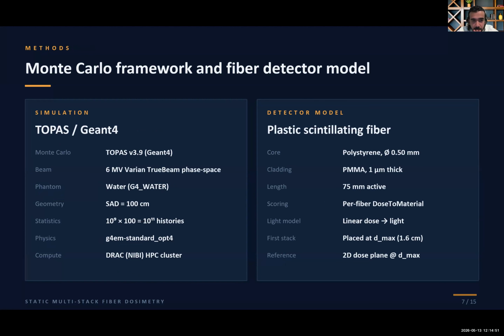I would also like to mention that the work I did up till now is purely simulation work. I haven't started the experimental work yet. I used TOPAS for the simulation, and this is the framework I used. I used a 6 MV beam and a water phantom geometry, with statistics of 10 to the power 11 histories. For the plastic scintillating fiber, I used polystyrene with a PMMA cladding, and we are scoring those two materials here.